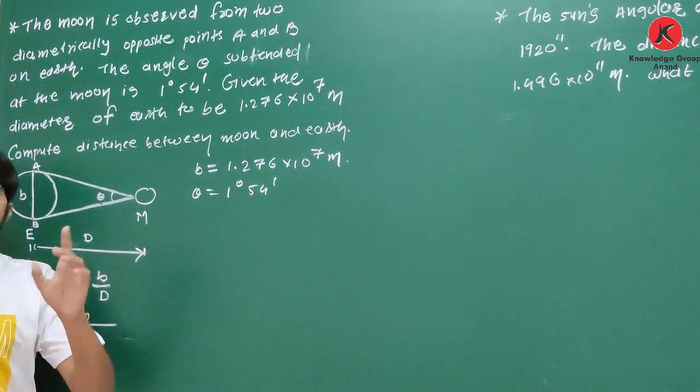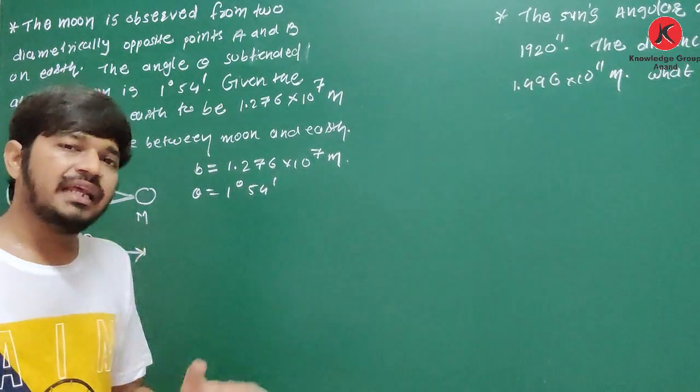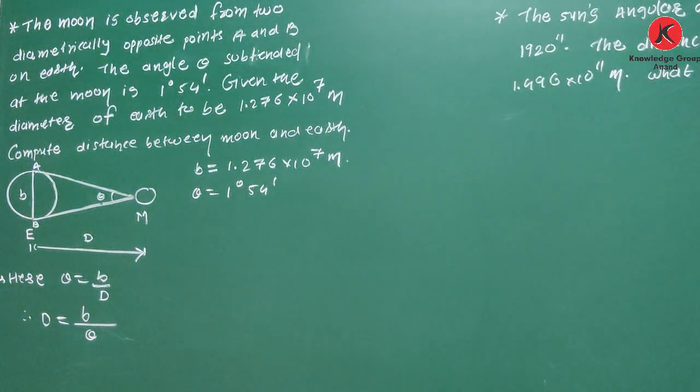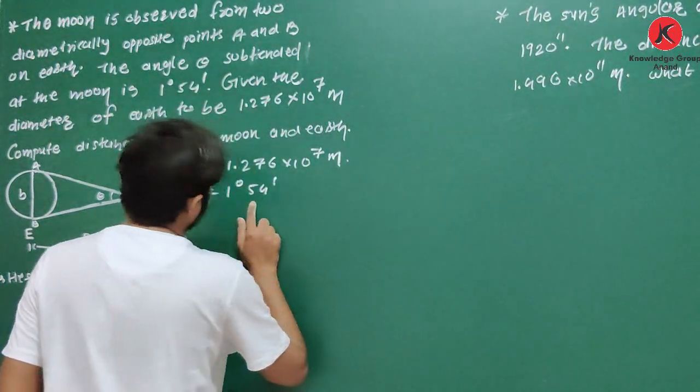Why? Because it is from the definition of plane angle. Plane angle is equal to arc upon radius. Yes, theta is equal to b upon D. It is from the definition of plane angle. And yes, what is the unit of plane angle? The unit of plane angle is radian. So first of all, you have to convert this angle in radian.